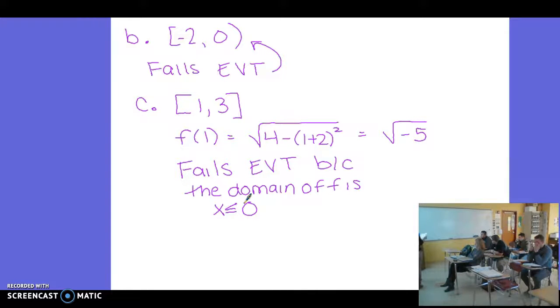How do you know if it's absolute as opposed to local? So if you had multiple critical points and you plugged all those critical points back into f, the absolute would be your highest and your lowest number, and all the other ones would be locals.